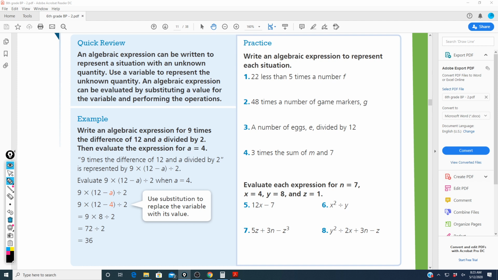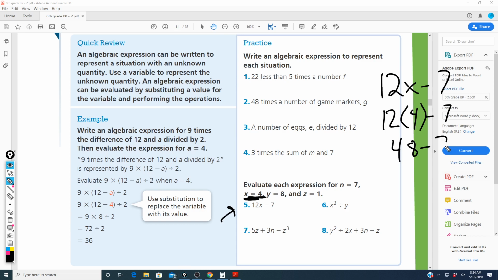Let me get a couple of these down here for evaluating. So if I said for number 5, 12x minus 7, and it tells you in here x equals 4. Remember, we're substituting in 4, and then we're just using our order of operations. 12 times 4 is going to be 48 minus 7. 48 minus 7 will be 41.